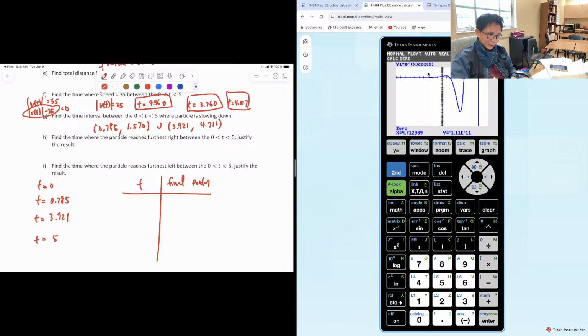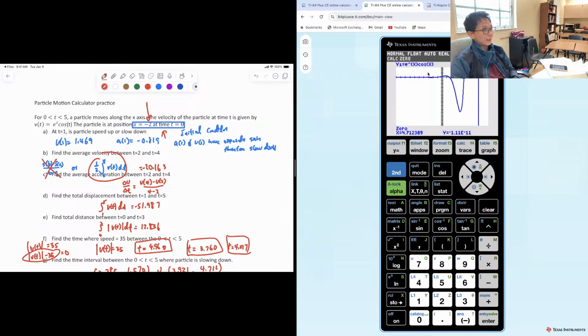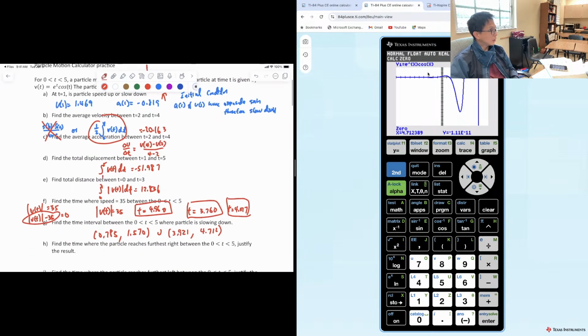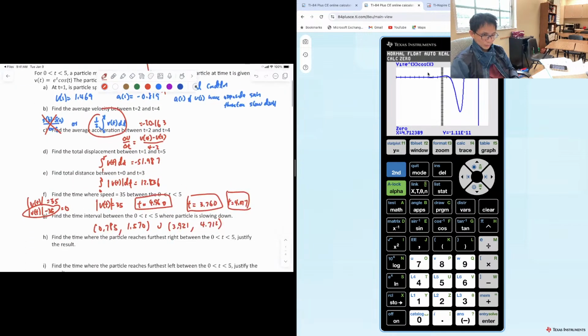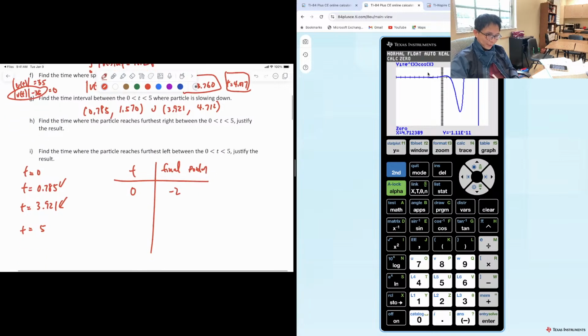Why does final position matter? Because at 0, I'm going to be at -2. Does that make sense? When t equal to 0, I'm going to get -2, because the original question says at 0 it's at -2. Is that okay? Yeah. Now those are the x-intercepts. Those are the critical values. And also endpoints, you should be worried about endpoints as well. So 5 is going to be -2 plus the integration between 0 to 5 of v of t dt.